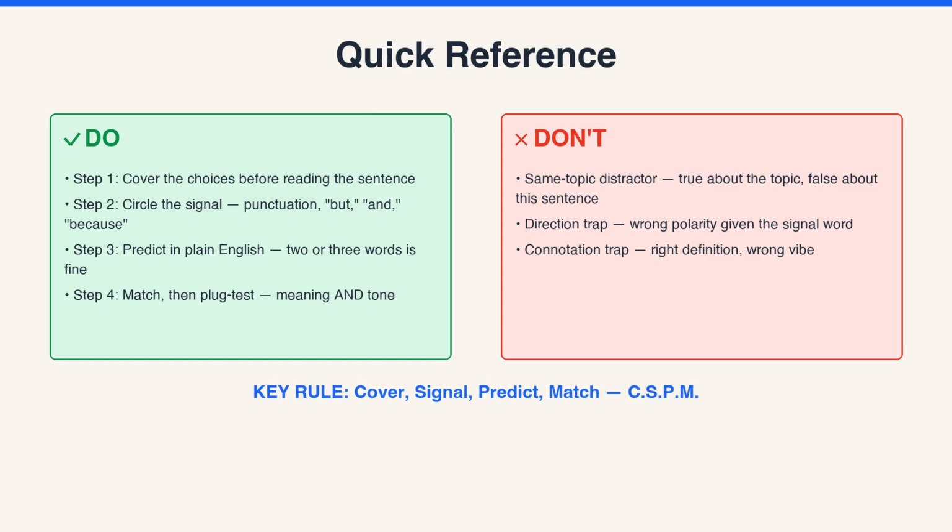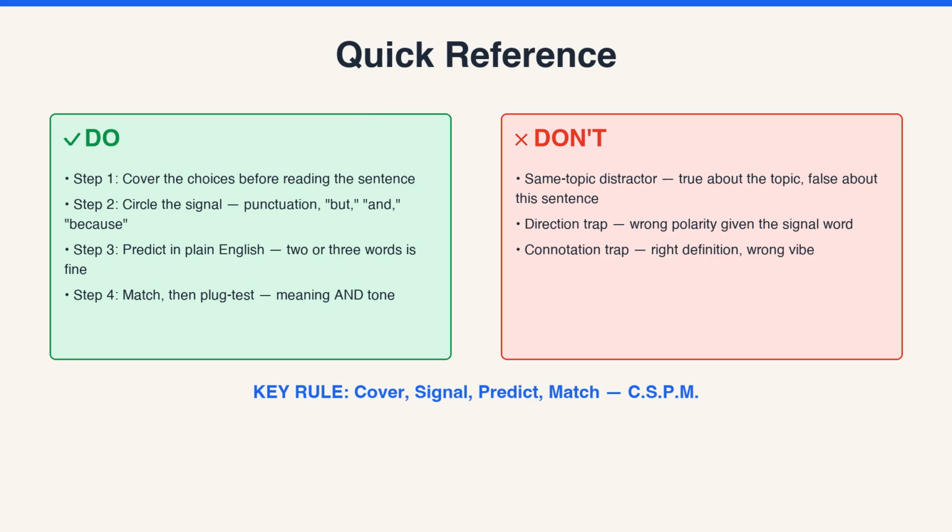Step 1, cover the choices before reading the sentence. Step 2, circle the signal, punctuation, but, and, because. Step 3, predict in plain English. 2 or 3 words is fine. Step 4, match, then plug test, meaning and tone. Watch out for same topic distractor, true about the topic, false about this sentence, direction trap, wrong polarity given the signal word, connotation trap, right definition, wrong vibe.